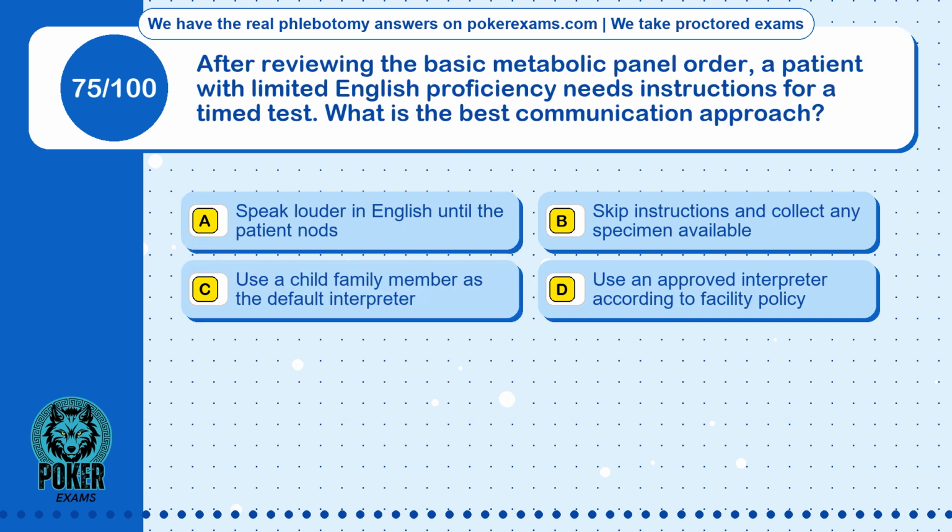Question 75. After reviewing the basic metabolic panel order, a patient with limited English proficiency needs instructions for a timed test. What is the best communication approach? Option A, speak louder in English until the patient nods. Option B, skip instructions and collect any specimen available. Option C, use a child family member as the default interpreter. Option D, use an approved interpreter according to facility policy.